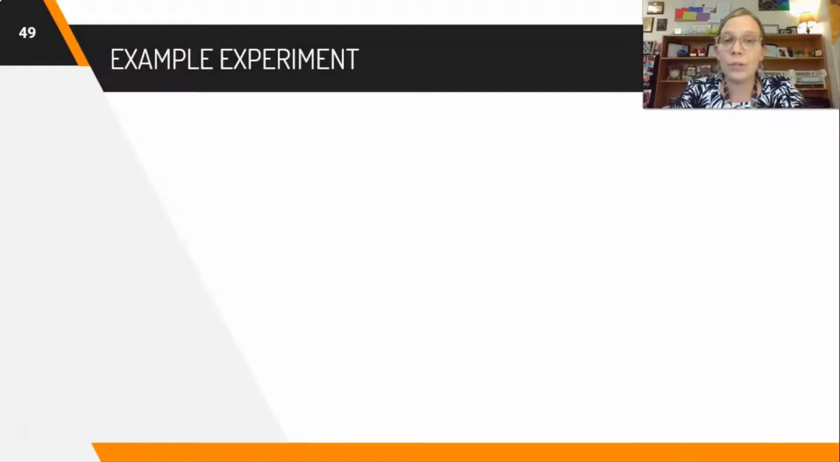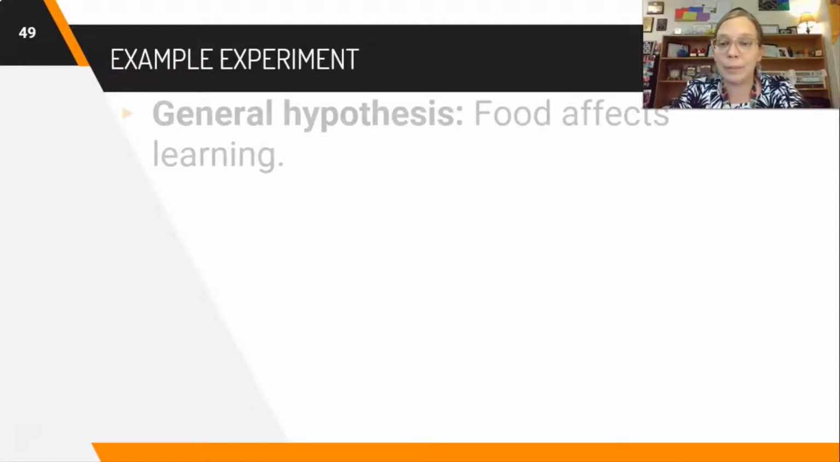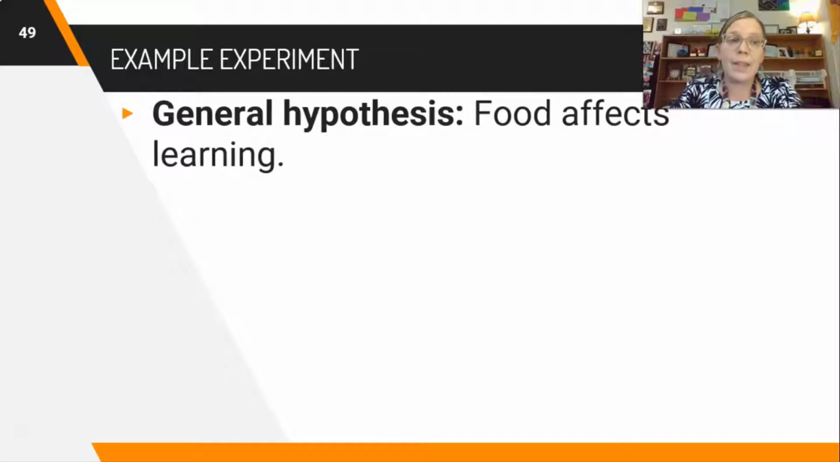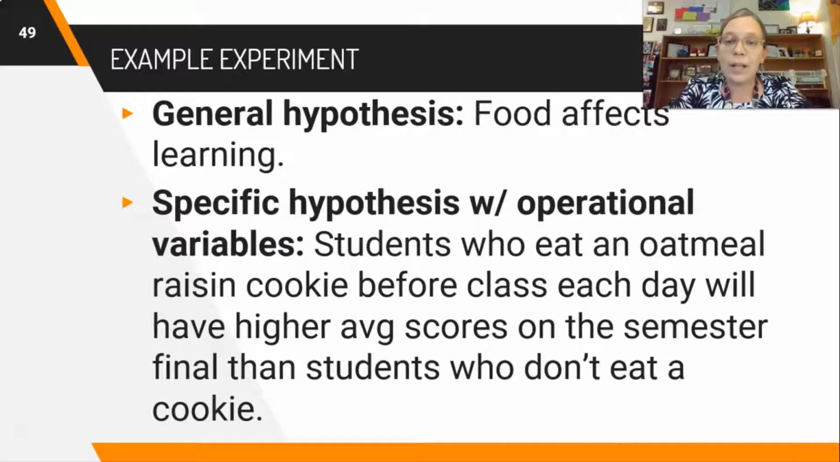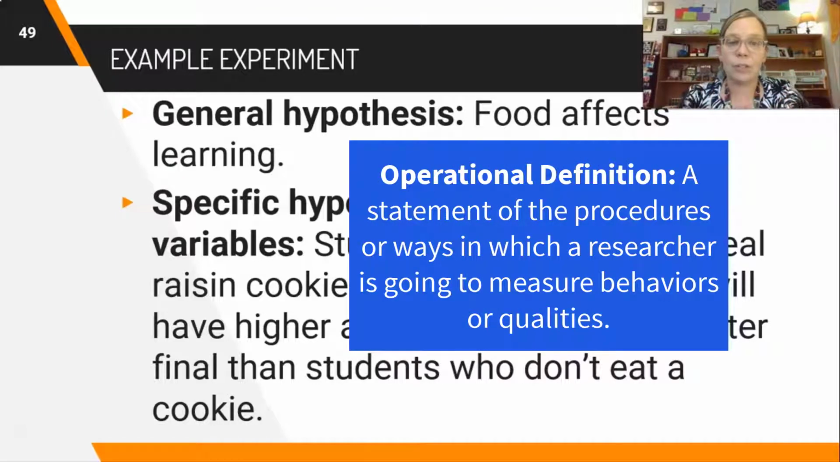So let's do this through an example experiment. Let's say that we want to study the effect of food on learning. So I'm a teacher. Let's say I want to see if food affects learning. So that's my general hypothesis. If I want to study it, I need to be a little more specific, and I need to do something called operationalizing, or creating an operational definition. An operational definition or variable is basically how are we going to measure that?